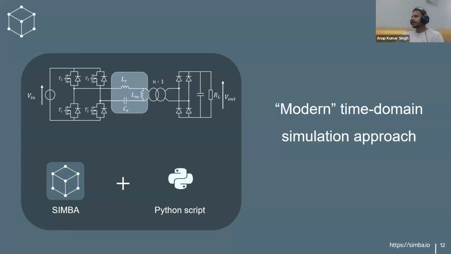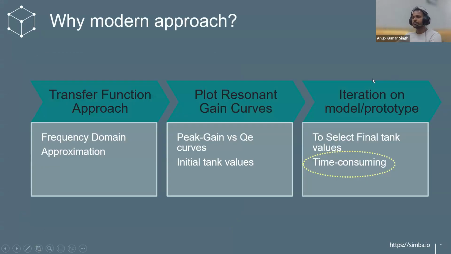Okay, so I'll be showing how the iterative approach can be minimized with the help of a time domain simulation approach. To sum up the conventional process that Guillaume explained, why is there a need to go for the modern approach?